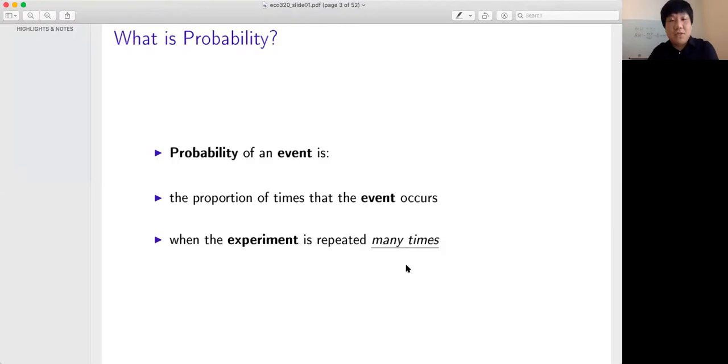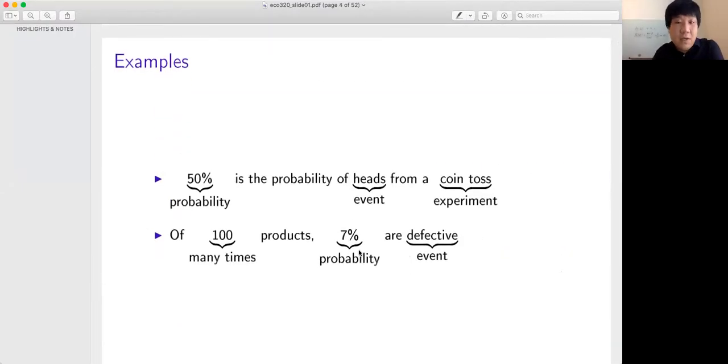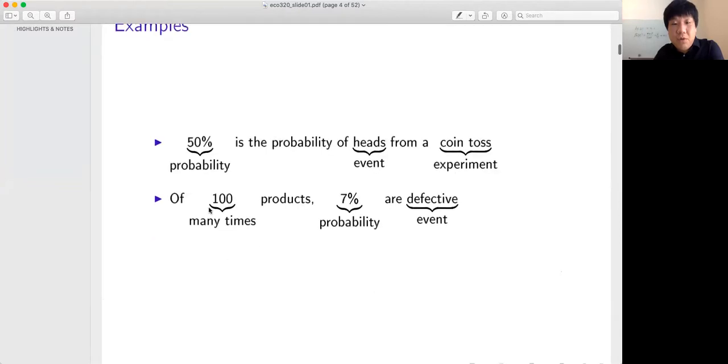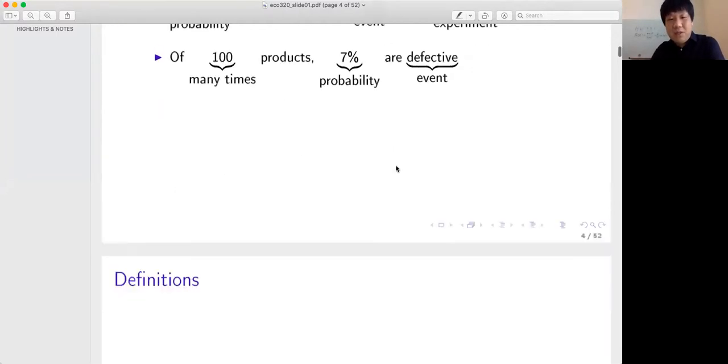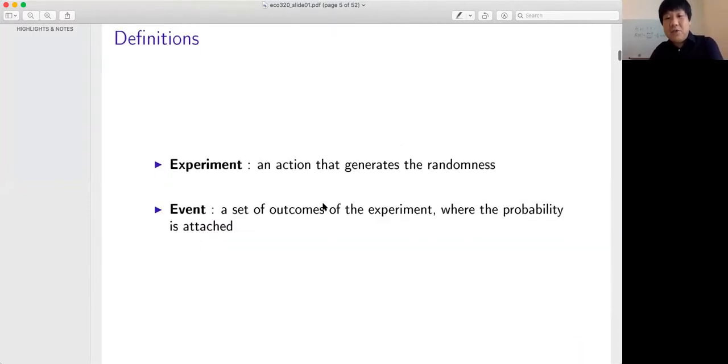Coming back to the slide, that was an example. If out of 100 products, 7 are defective, then your probability is 7%. This is the kind of probability we are learning. An experiment is an action that generates randomness, like flipping a coin or rolling a dice. An event is a set of outcomes from the experiment, like I showed over here.